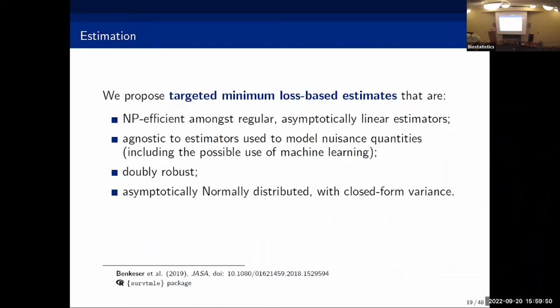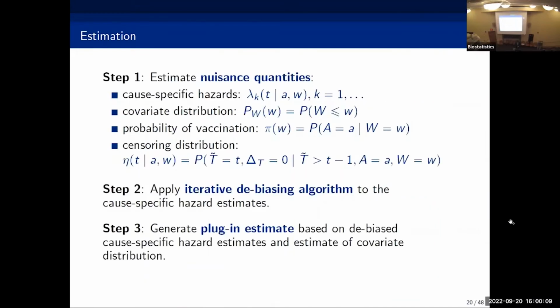They end up having a double robust property, as many causal estimators do. And they have a nice asymptotic normal distribution, and we can actually get the asymptotic variance in closed form, so that we can do things like get closed form confidence intervals, for example, a closed form hypothesis test. So this is all wrapped up in an R package that's available on CRAN as well. So I'm going to give you just a little flavor here of how this works.